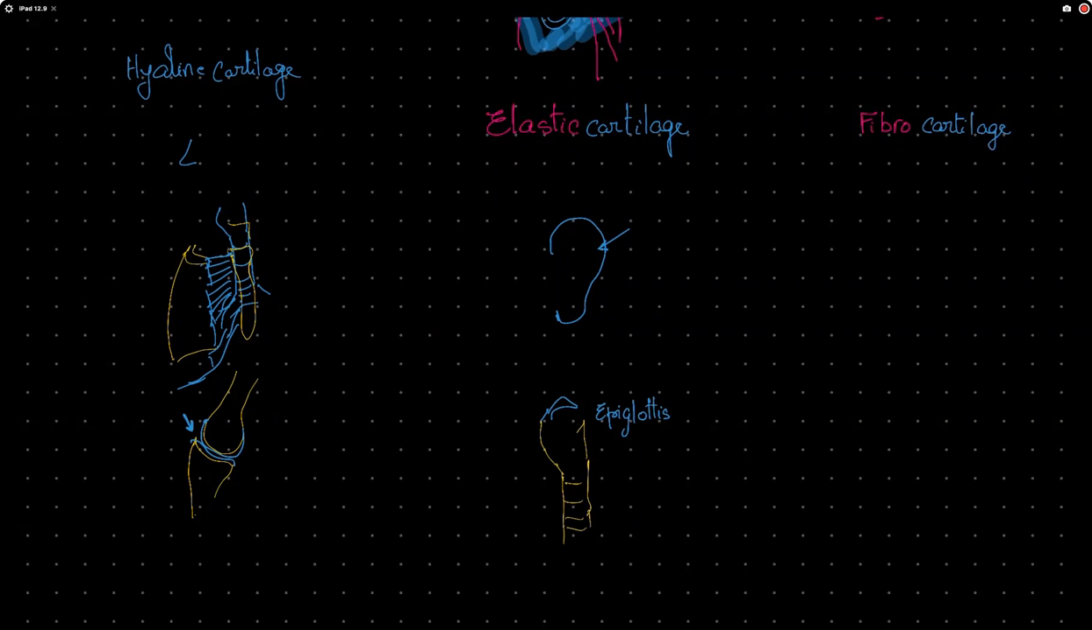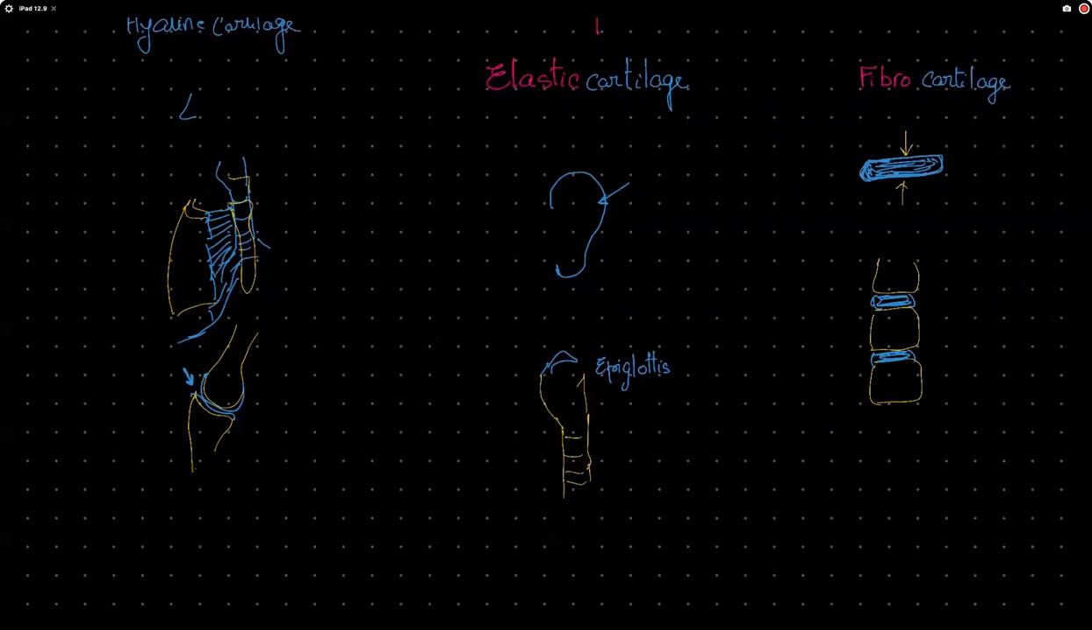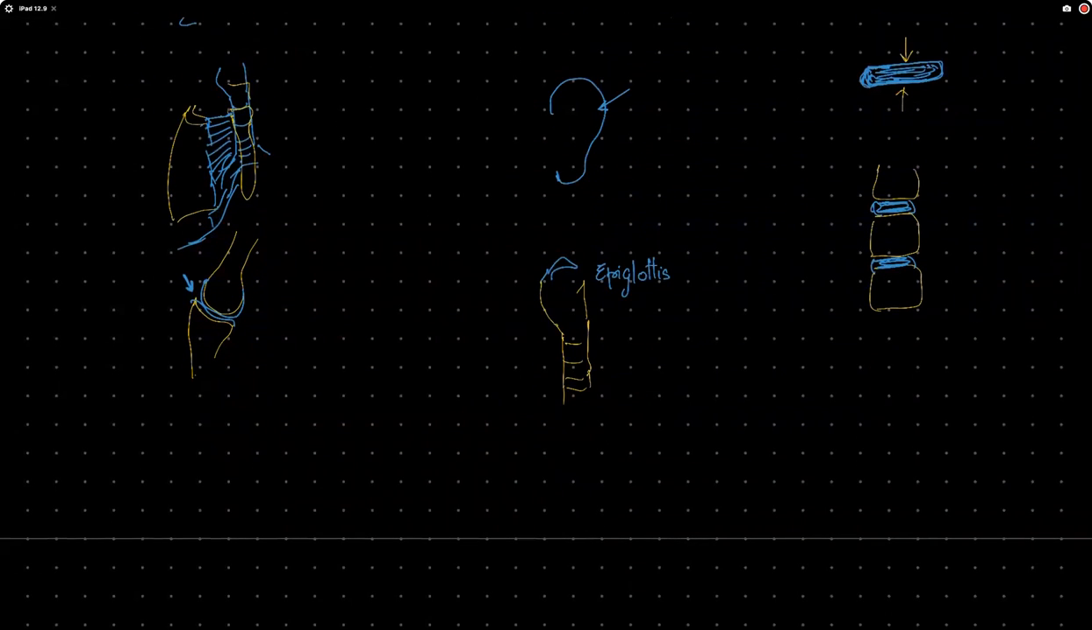The fibrocartilage will allow you to absorb the compressive shock. Compression applied on this cartilage will be absorbed or partially absorbed due to the presence of the extra fibers in its structure. The fibrocartilage is going to be present between the vertebrae in the intervertebral discs. Also, it's going to be located in the menisci of the knee.